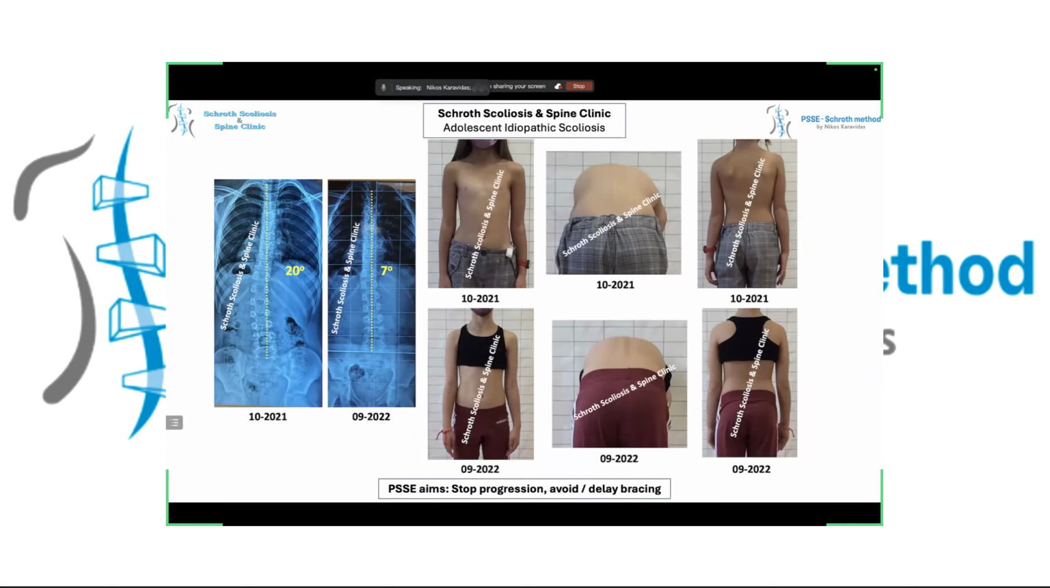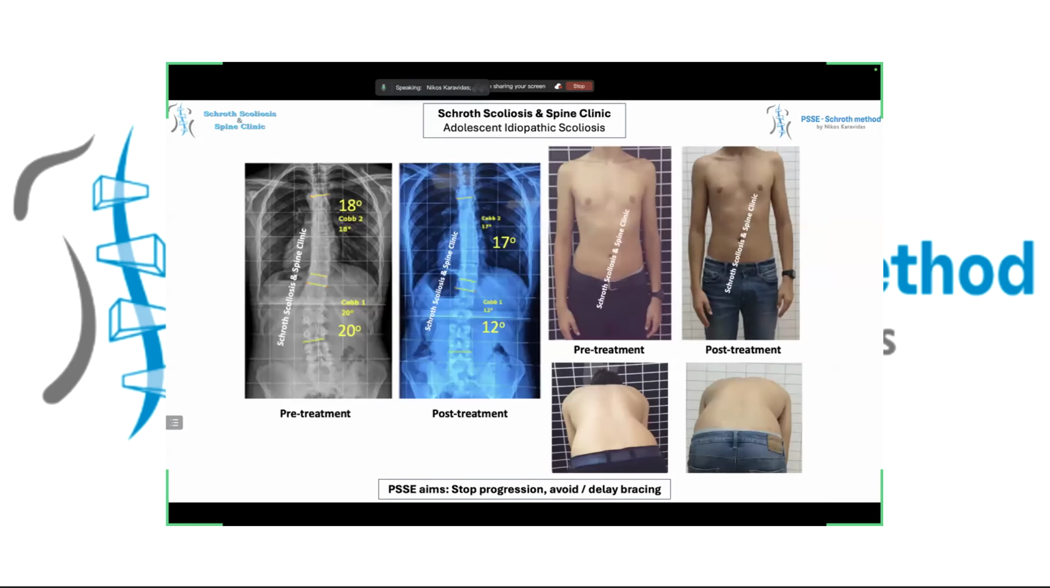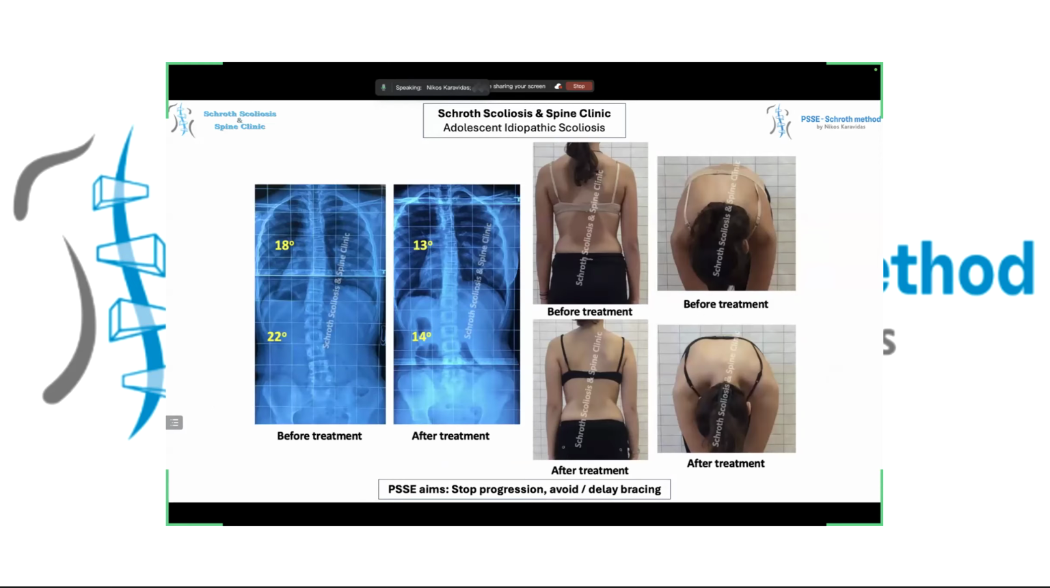That we did only exercises. The main aim in these cases is to stop progression and avoid or delay bracing. So you see that we got a very nice improvement from 20 to 7 degrees. In this case, from 23 to 9 degrees. In this double scoliosis with 18 and 20 degrees, we got a reduction going to 17 and 12 degrees doing only exercises without bracing. From this scoliosis, 18 and 22 degrees, we went down to 13 and 14.